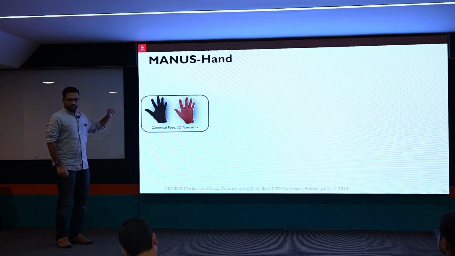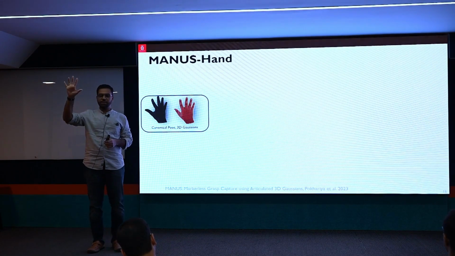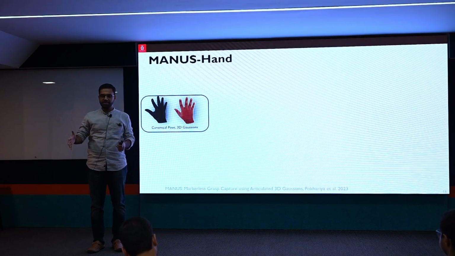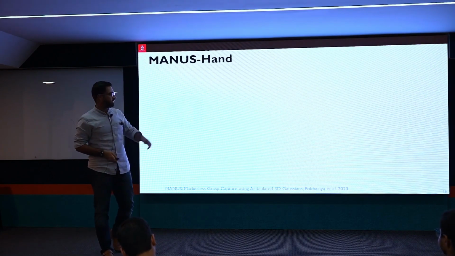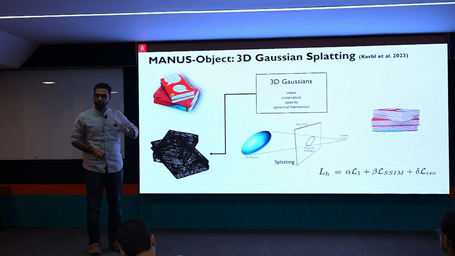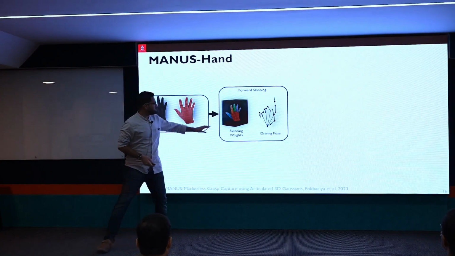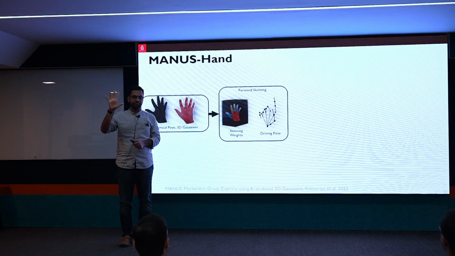So what we're going to do is we're going to capture the hand in some kind of a canonical pose. So let's say I spread out my fingers like this, and I take a picture with all my cameras, right? Then I follow the regular 3D Gaussian splatting strategy, exactly the same as before, like for what we would do for the object, right? And what I create is a 3D Gaussian splat representation of my static hand.